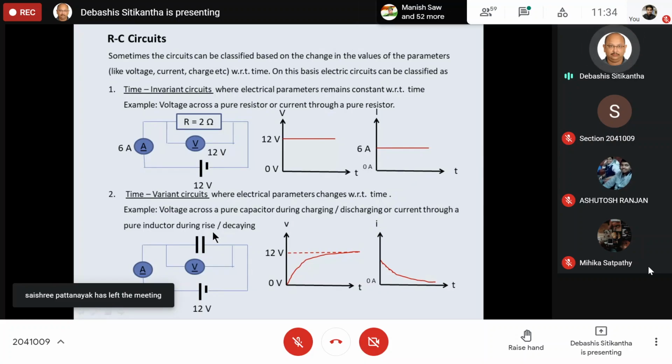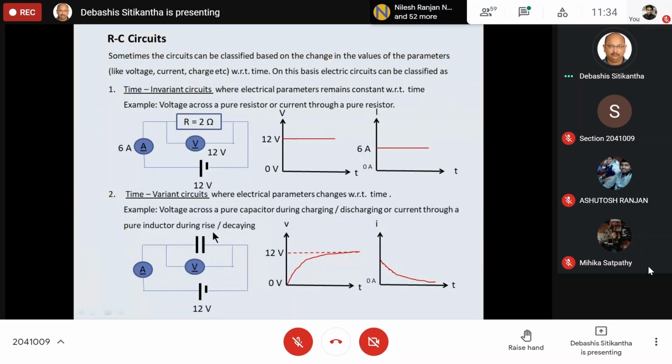Okay, so on the basis of the change or variation of the parameters. When we are talking about electrical parameters, the major electrical parameters are voltage, current, charge, power, power factor, phase angle, phase difference, frequency, time. All of these are known as electrical parameters.